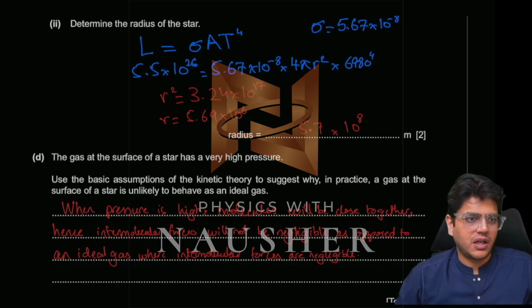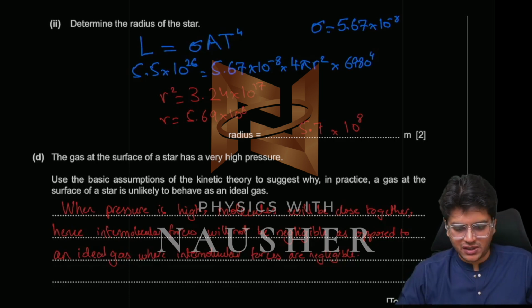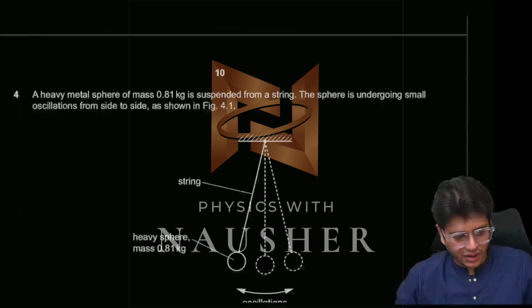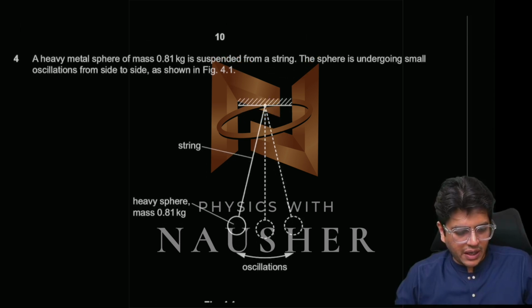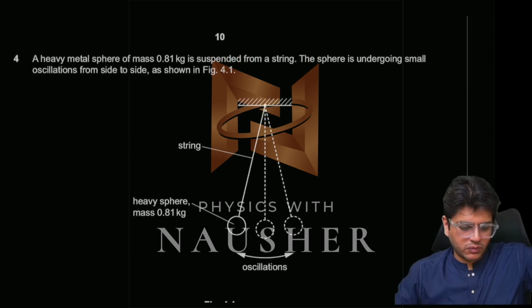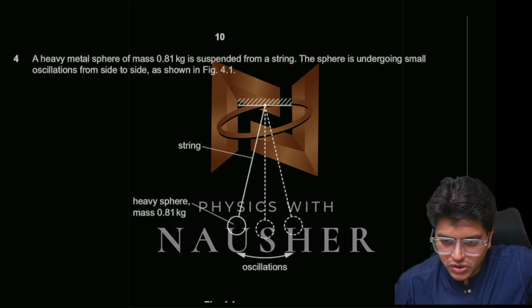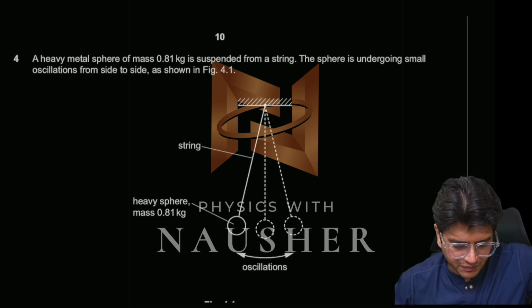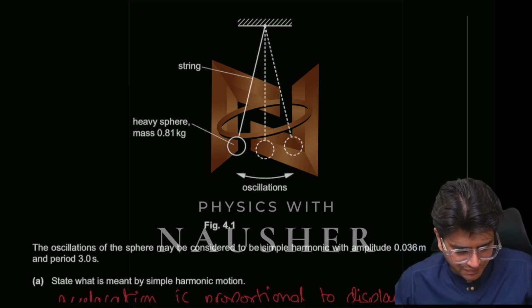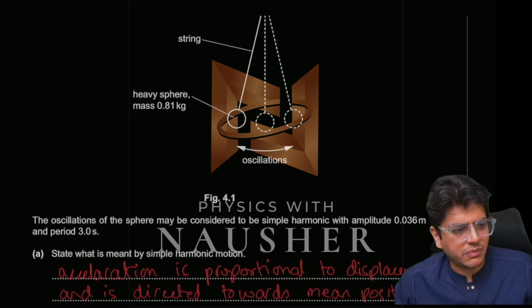Hence, it is unlikely to behave as an ideal gas, and that's exactly what you've written here. Question before. A heavy metal sphere of mass 0.81 kg is suspended from a string. Okay, this is a question of SHM. What is meant by SHM?